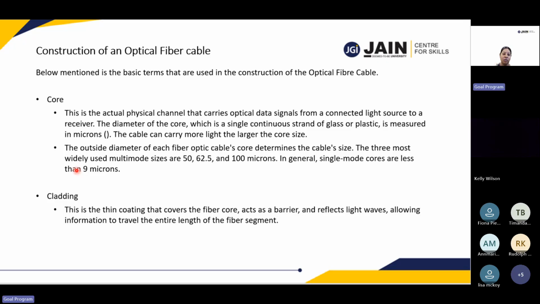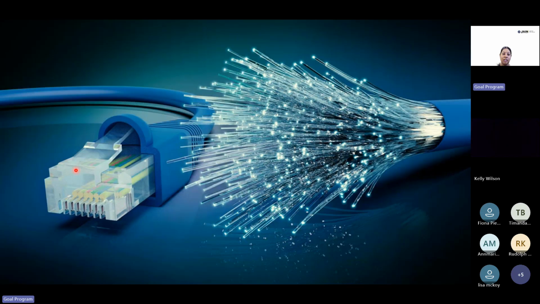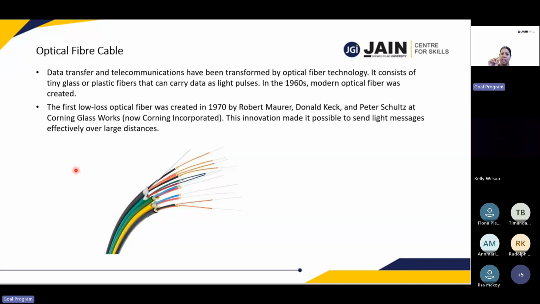What is the diameter of the core? The diameter of the core, which is a single continuous strand of glass or plastic, is measured in microns. Here we have the collection of glass and plastic, small chunks. If you can see this, you will be able to understand, it is made up of plastic or glass, tiny particles of the glass or plastic fibers, as we have discussed already.